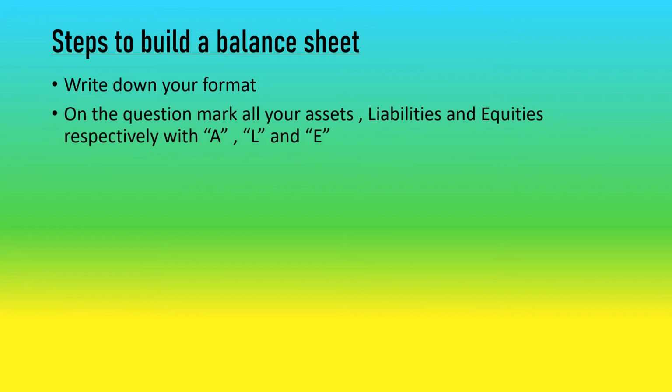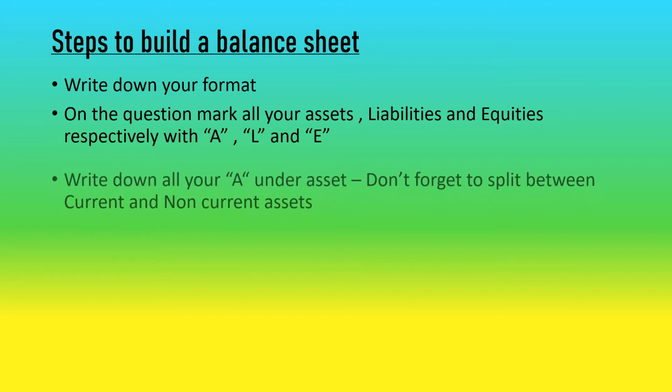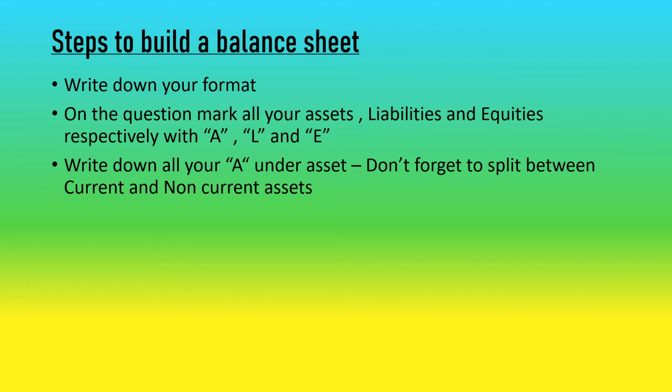Step number 2 is on the question paper, mark all your assets, liabilities, and equities with A, L, and E. You can once again use a highlighter if you wish to, but make sure you have a clear distinction between these 3 elements so you don't confuse yourself. Step number 3, you write down all your A's under your assets, but with the balance sheet you need to be careful. You need to split between current and non-current assets. Current assets are those assets that are able to turn over in the next 12 months, such as your inventory, such as your cash. Non-current assets are assets that are there for the long term. So for example, your fixed deposits, your property, plant and equipment.